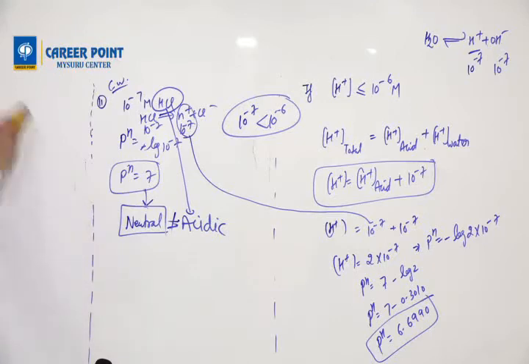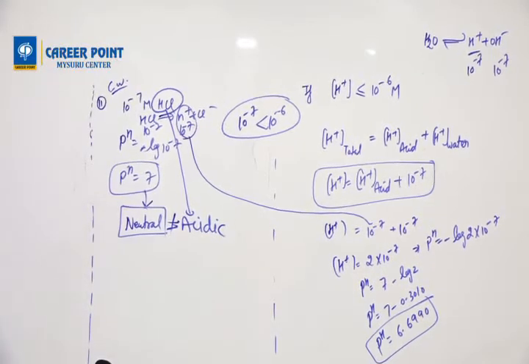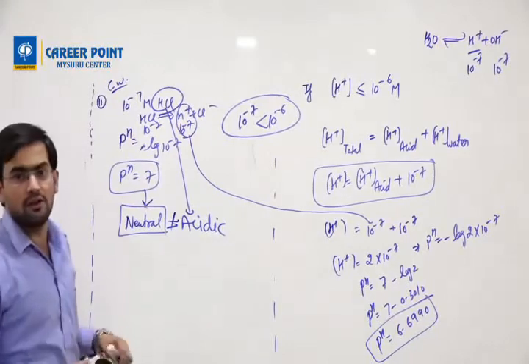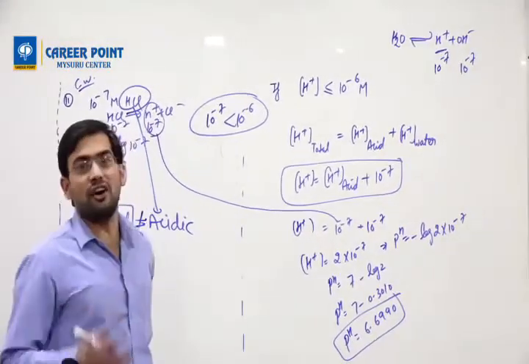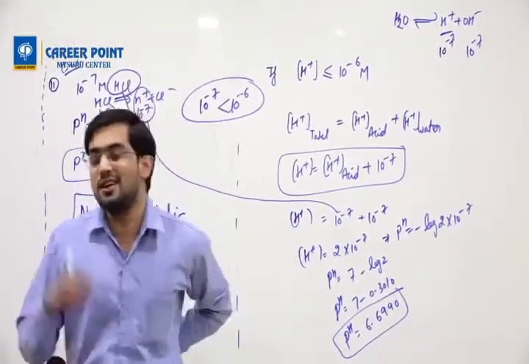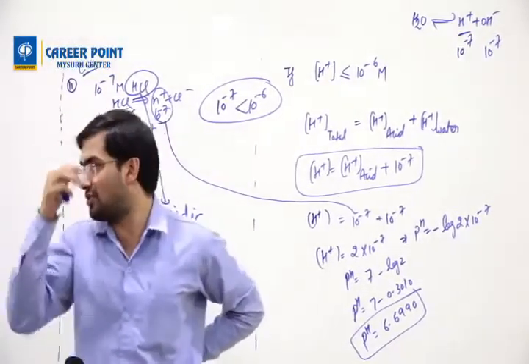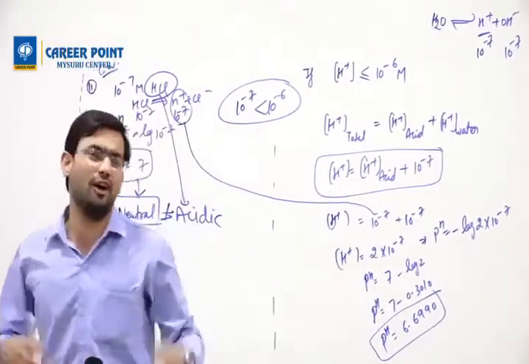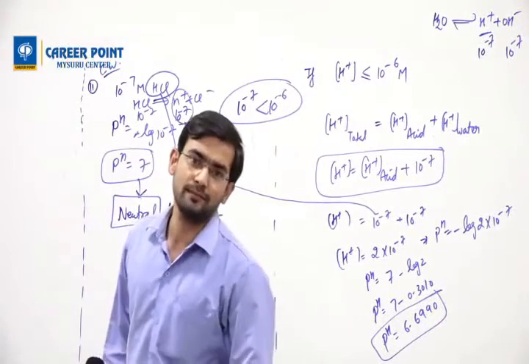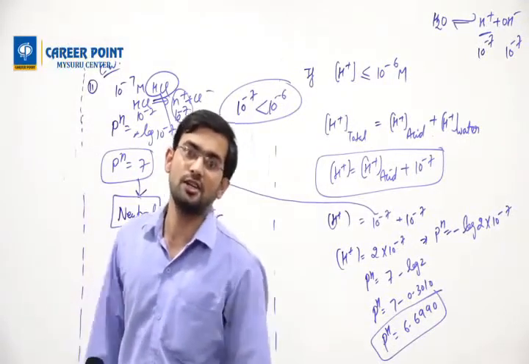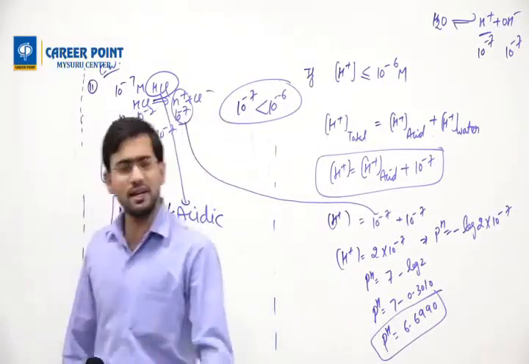Okay, so now what happens is, till now whatever we have done is for strong acid and strong base. But if you have studied your 12th, 11th class, then you must be knowing that all the acids are not strong acid. Some are weak acid also.